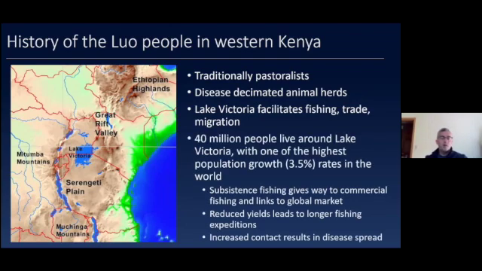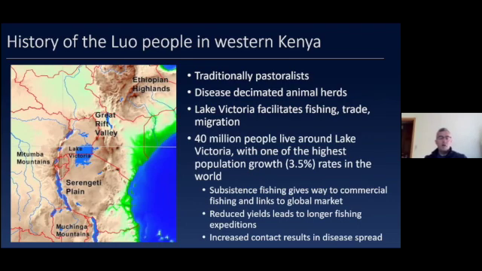Today, more than 40 million people live around this lake. Now, this is a massive lake. It's the second or third largest lake in the world. So very big, but still 40 million people all rely on the lake to provide them with sources of food and sources of livelihood. It also has one of the highest growth rates in the world at 3.5%.